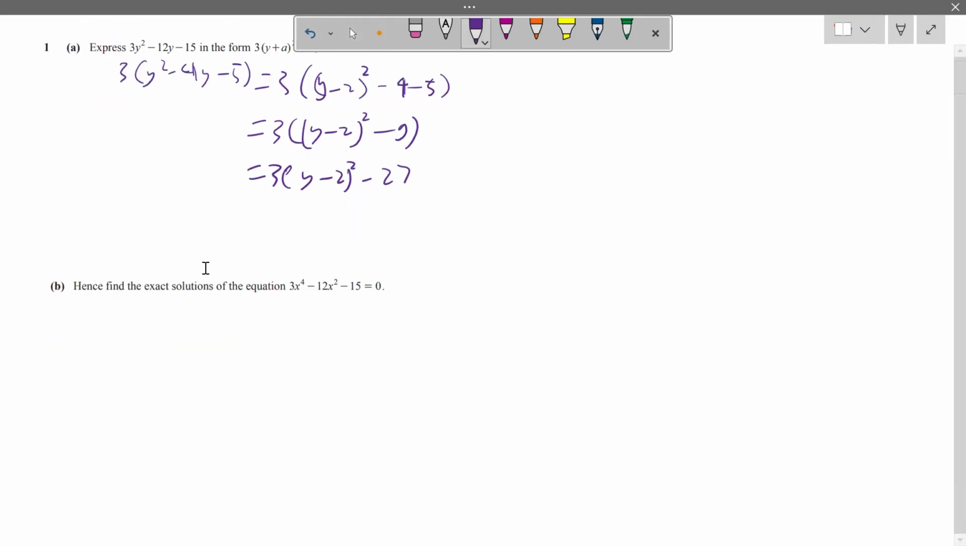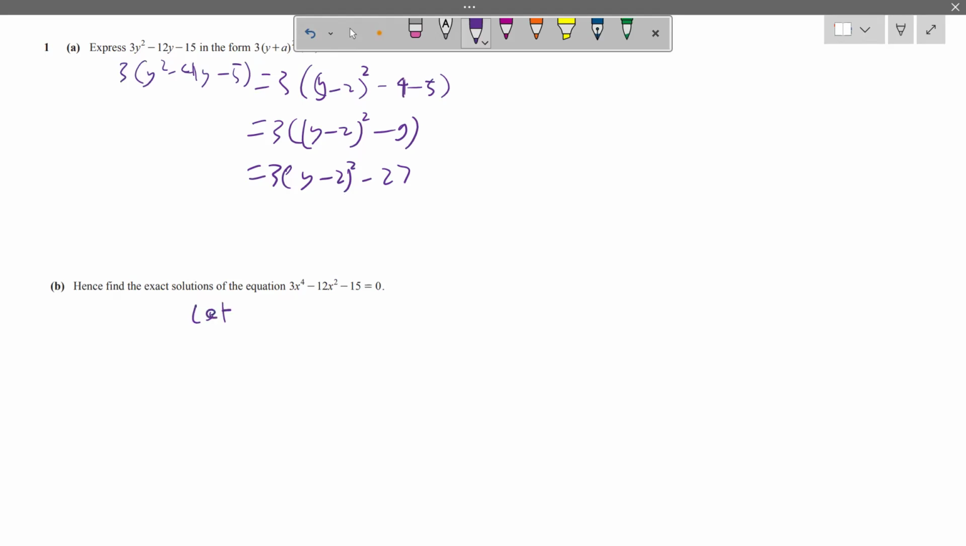And then B, find the exact solutions of this equation. So the left-hand side of this equation is simply the expression from before, but this time instead of a quadratic, you have a quartic equation. So instead of y squared, you have an x to the power 4, and instead of y, you have an x squared. So what do we do?